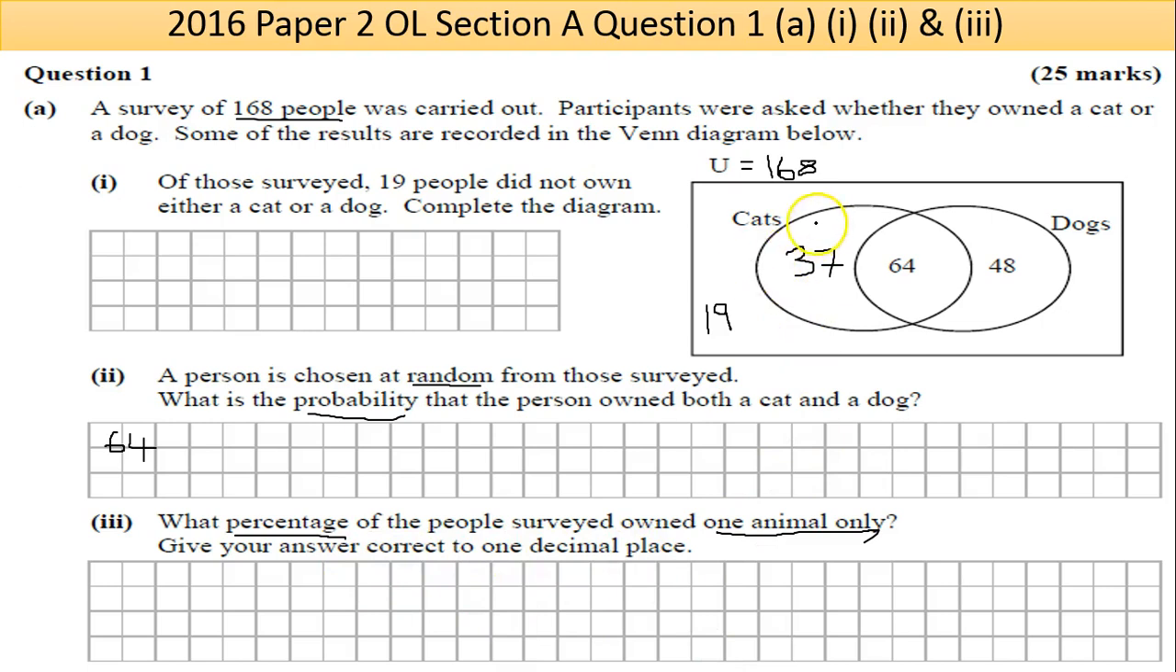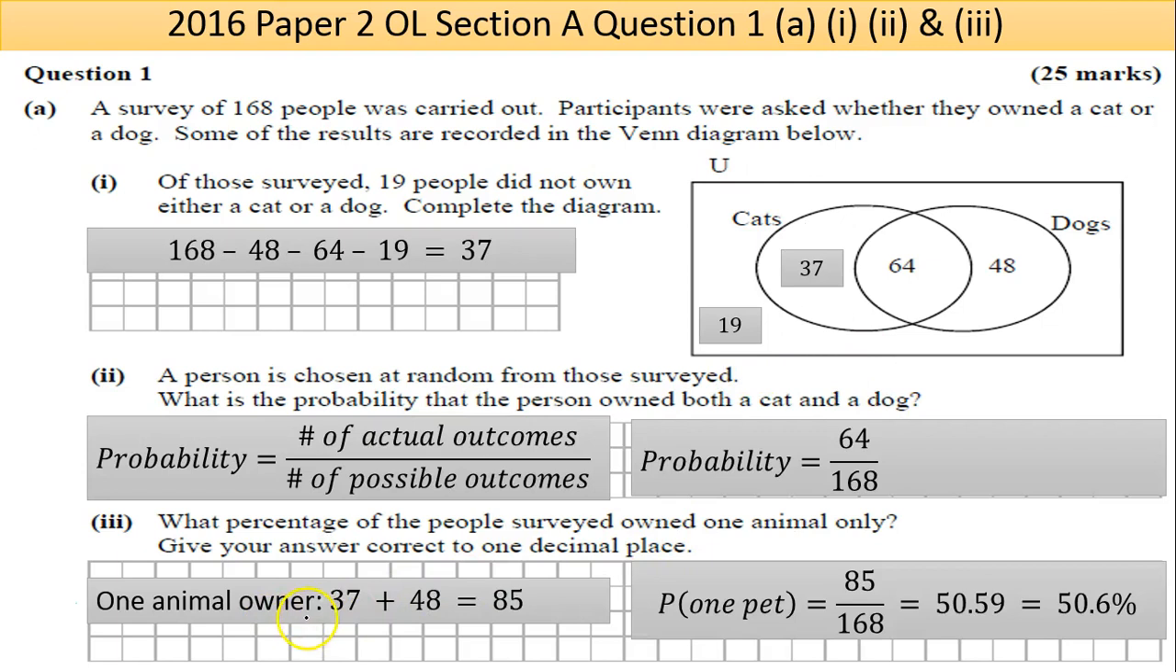Well, 27 owned only a cat. 48 owned only a dog. The guys in the middle here, the guys who own nothing, they're exempt. So it's 37 plus 48 divided by the total, which is 168. So that's working out how many people own one animal, which is 85. 85 over the 168. You divide it in, you get 50.59.